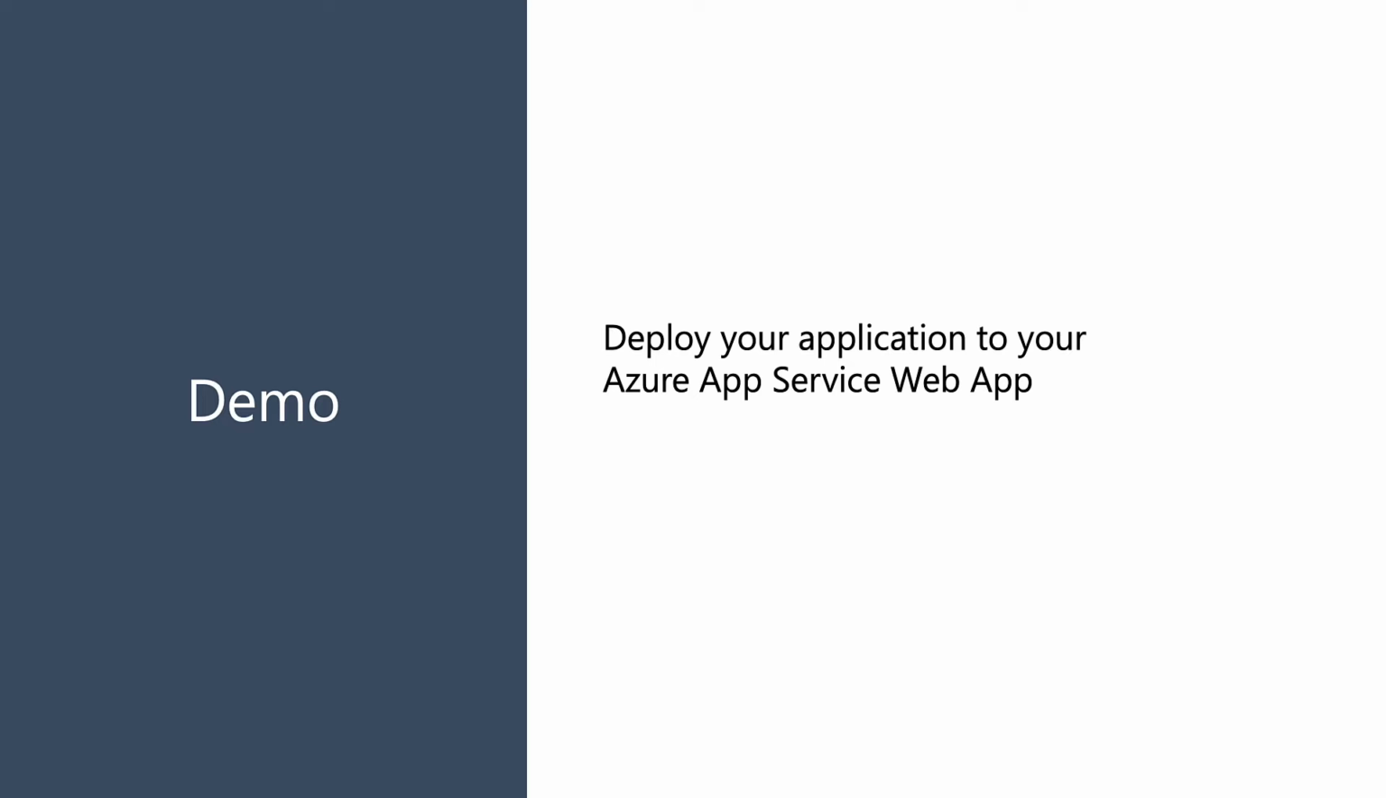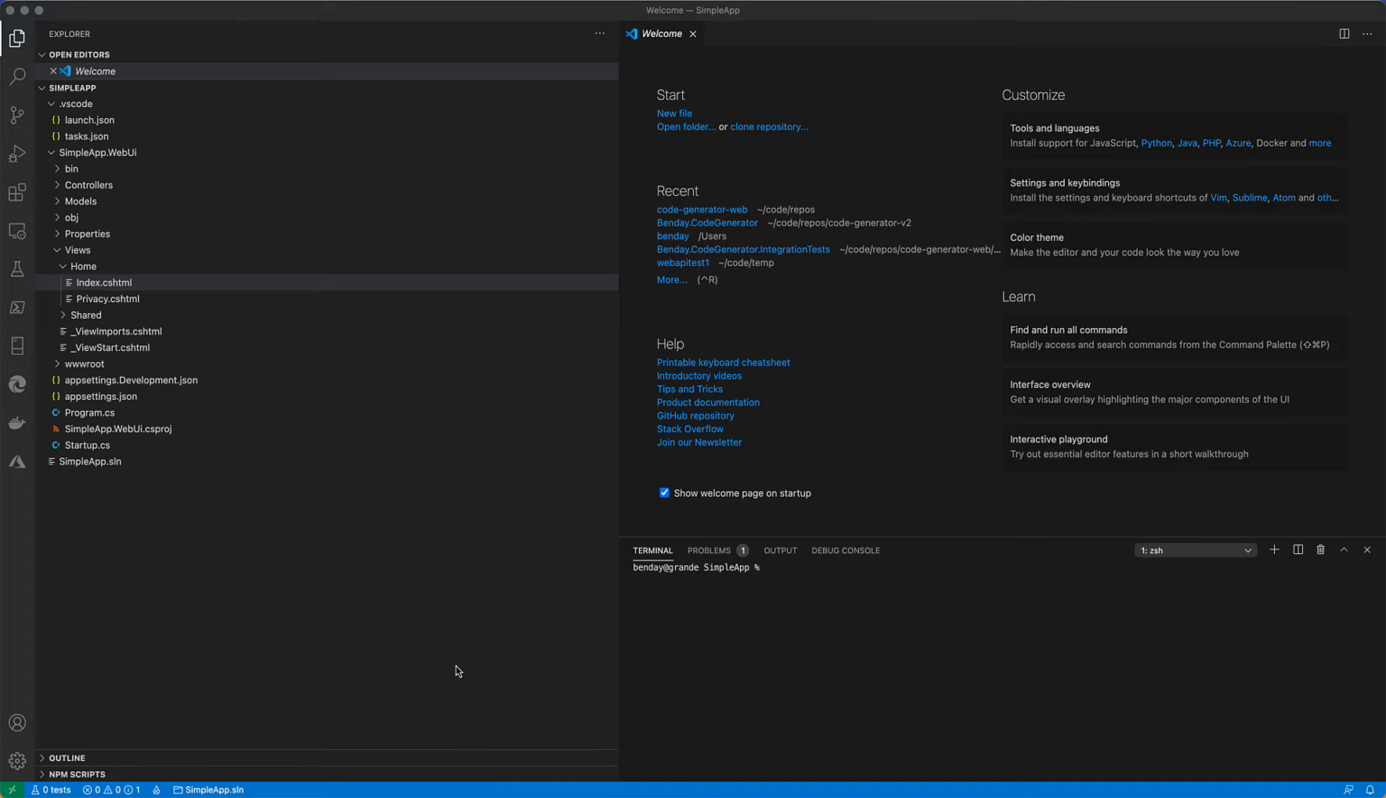All right, let's deploy some code. In this demo, I'm going to show you how to deploy your application to your Azure App Service using Visual Studio Code. Okay, here we are in Visual Studio Code, and I have a simple web application open.